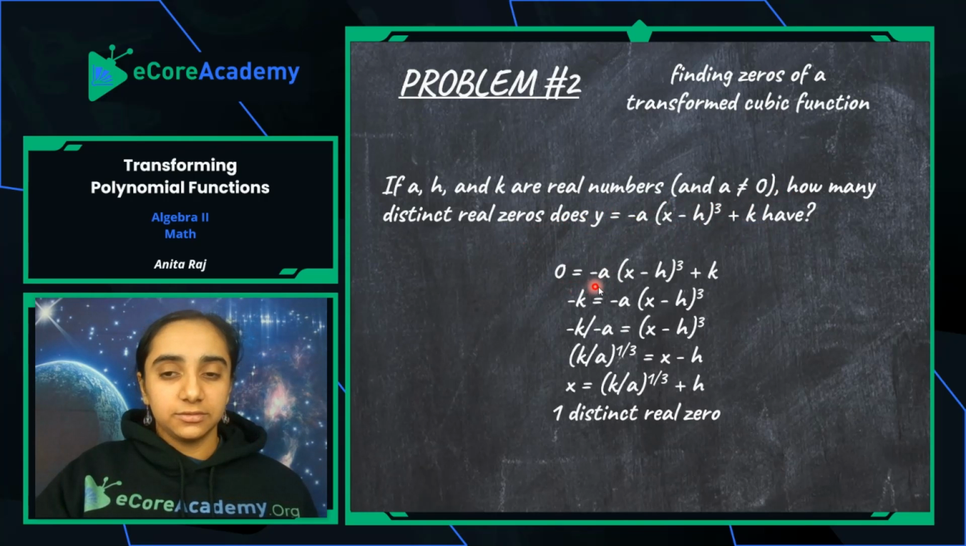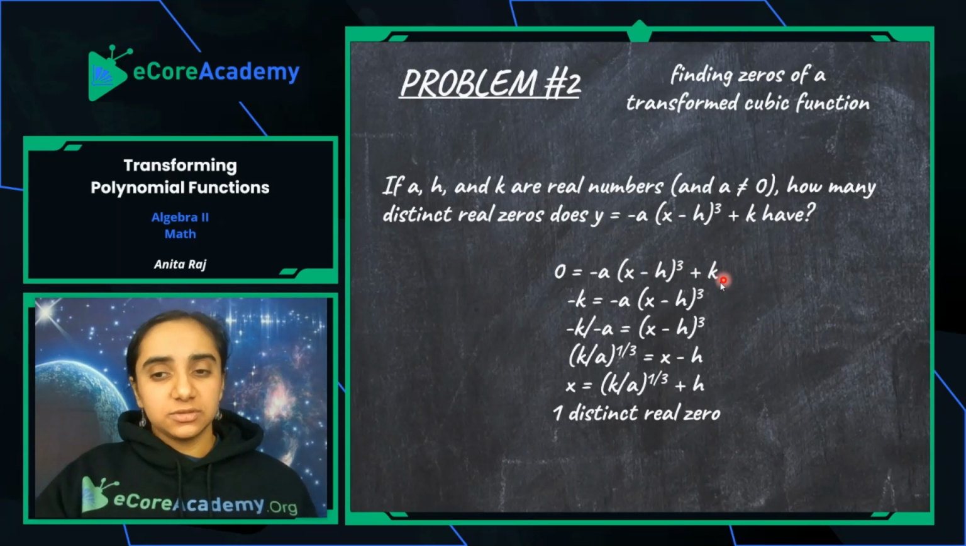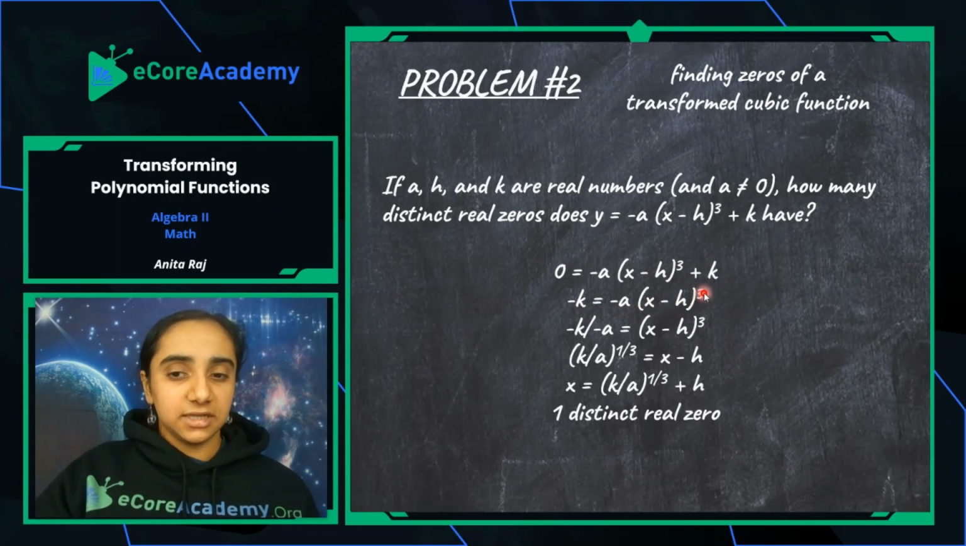So we're going to do 0 equals negative a times (x minus h) cubed plus k. And remember, we're solving. Think of it. What are we solving for? We're solving for x because we're trying to find what value of x gives us a y value that's equal to 0. So we're trying to get x by itself. The first step you should do is subtract k from both sides. So you get negative k equals negative a times (x minus h) cubed.